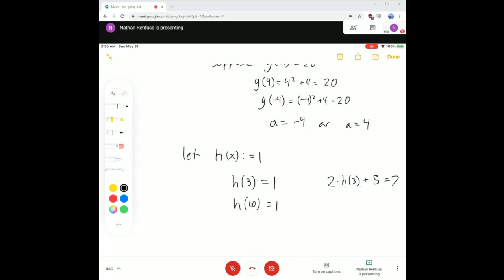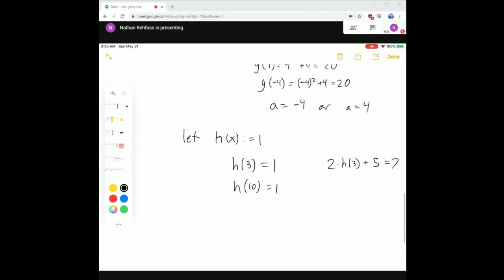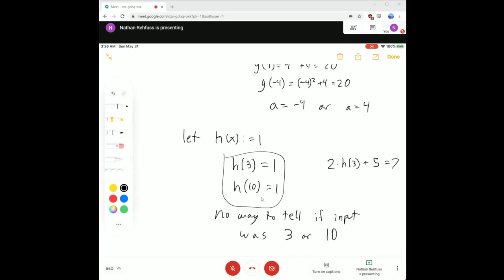But what I can't do is work out what I had put into h originally. So if I know that the output is 1, since both of these outputs are the same, I have no way to tell if the input was 3 or 10. And I know you're saying, well, you can just look at the page, but remember, what I mean is not that we don't have a way to tell. I mean the algebra has no way to tell. There's no way to look at this output and figure out what's in the input. Because remember, this is a grouping symbol. The inside is isolated from the outside. There's no way for them to communicate.